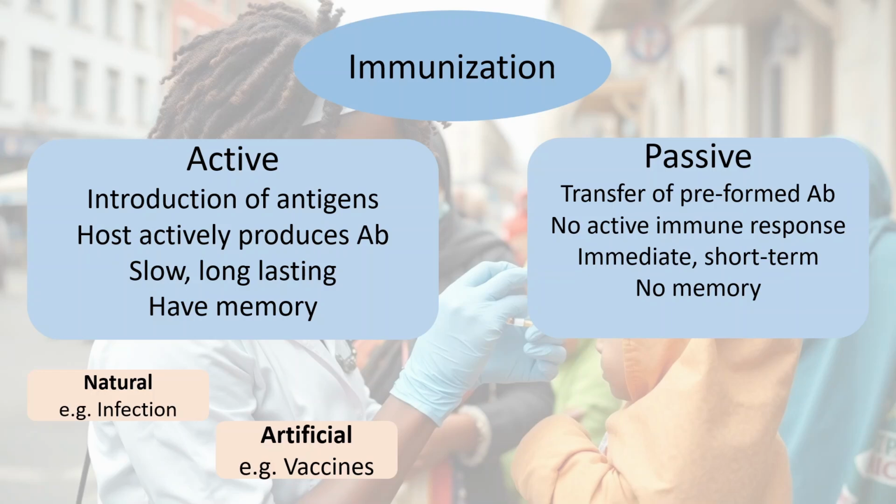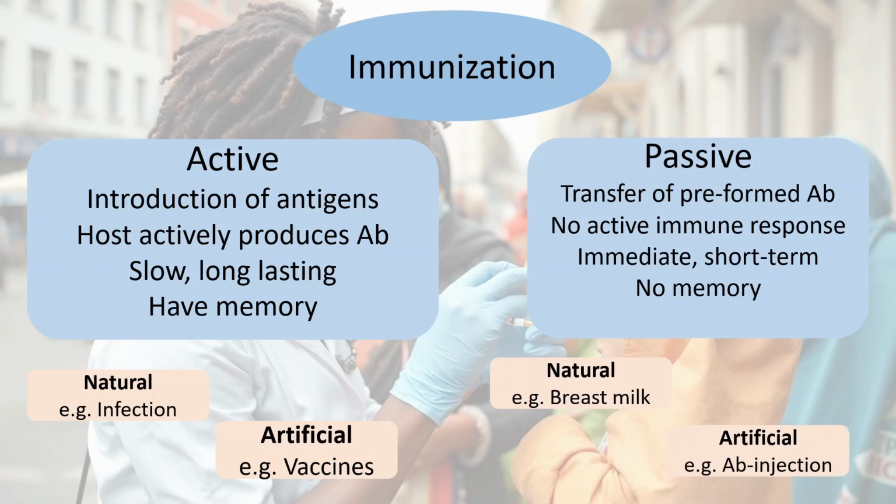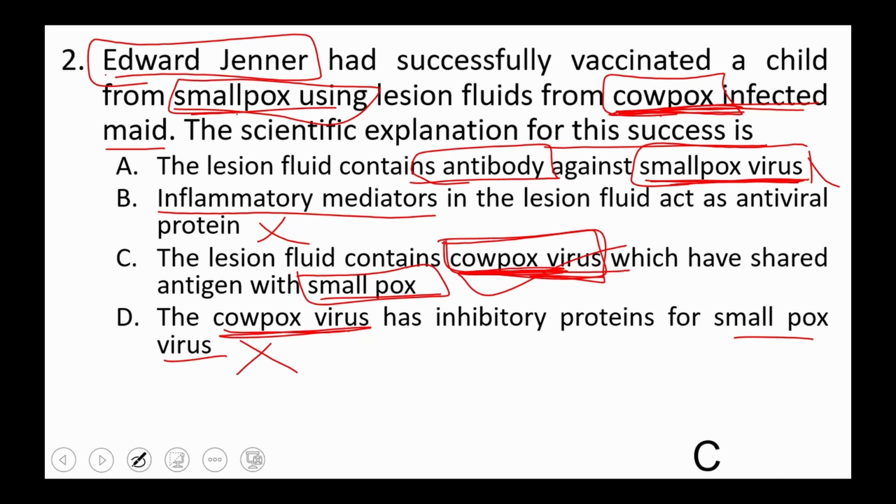That is active. In case of passive, we will introduce preformed effector molecules, basically antibodies, into the body to neutralize the pathogen, but they are not going to last for a long period of time, and they will not protect the body when the host is exposed to the same antigen in the future. So that is passive. Passive can be natural or artificial. In case of natural passive, a mother will transfer antibodies to her child. In case of artificial, there are neutralizing antibodies given as injection in case of infections, or when a person is poisoned or exposed to some chemicals.